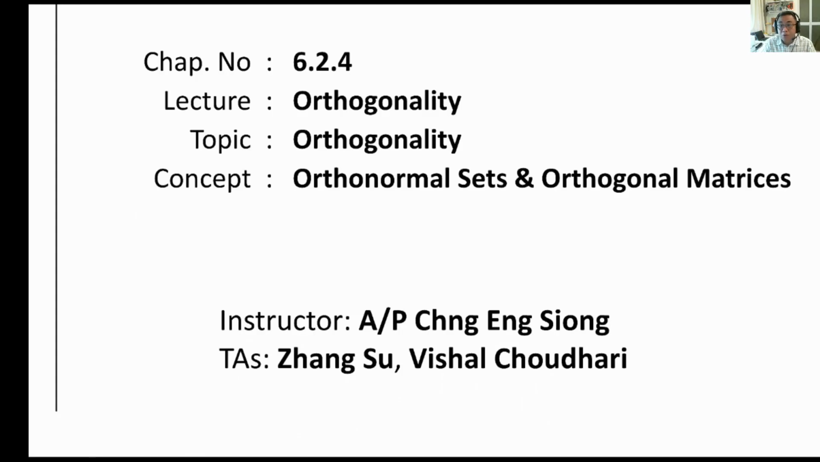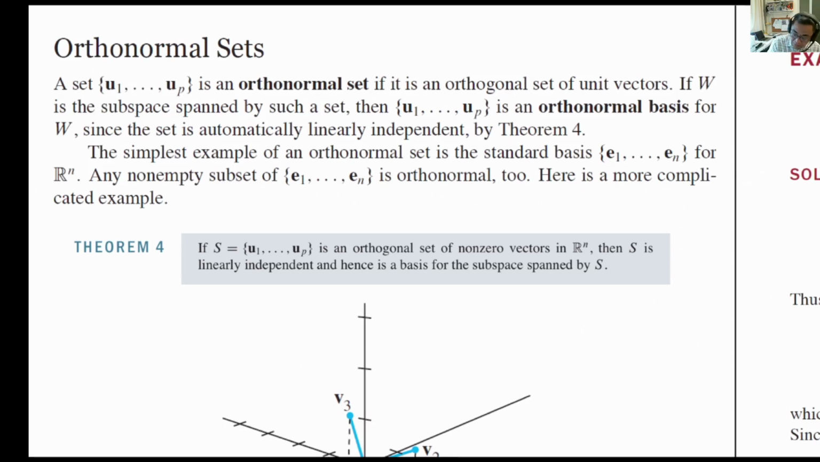This is 6.2.4. We now talk about orthonormal sets and orthogonal matrices. Orthonormal sets are orthogonal sets that have one extra condition, that the vectors are normal, as in unit vectors. Previously, we only had orthogonal sets of vectors, and now we want to make the vectors in this orthogonal set with unit length.